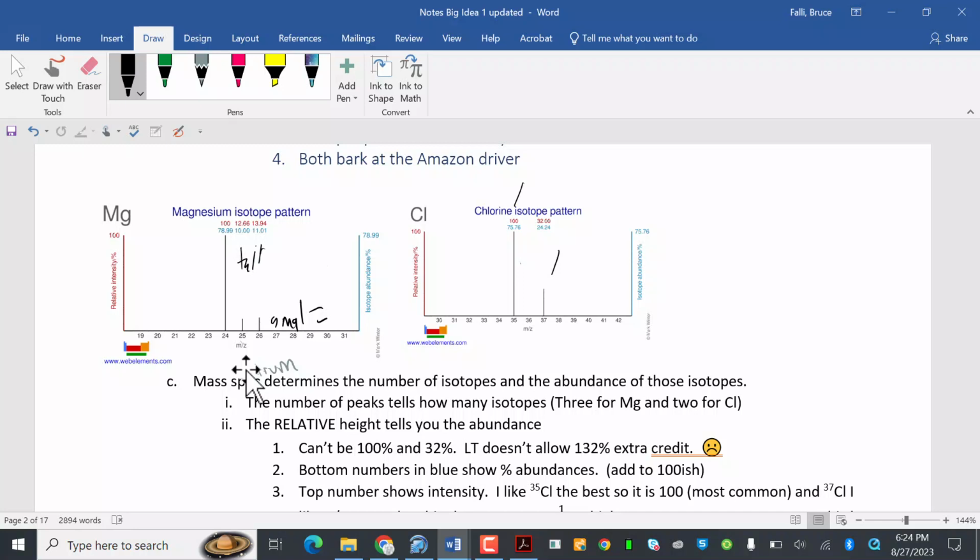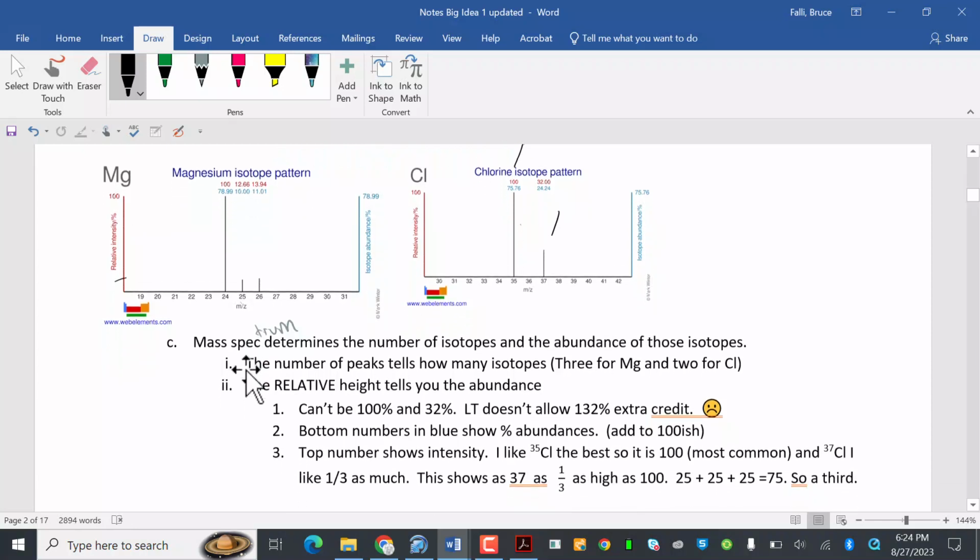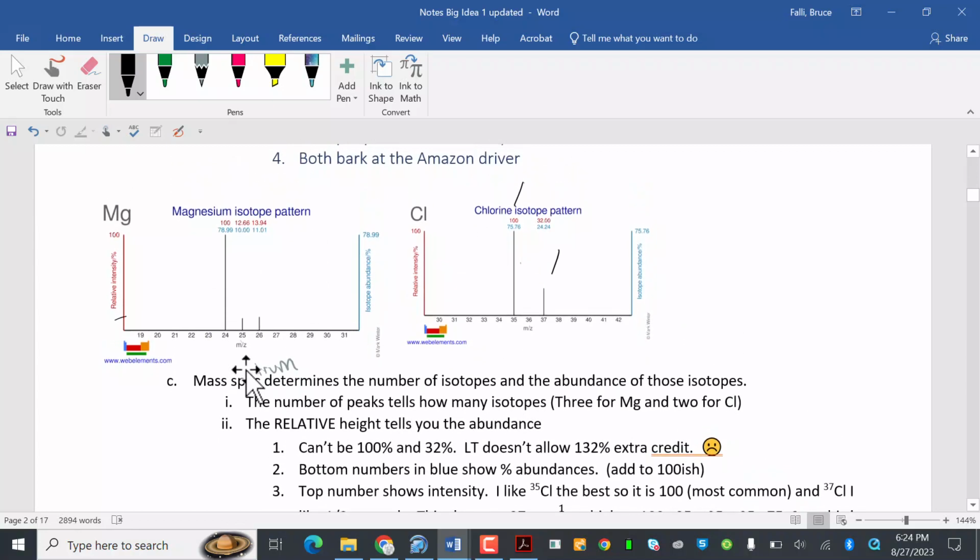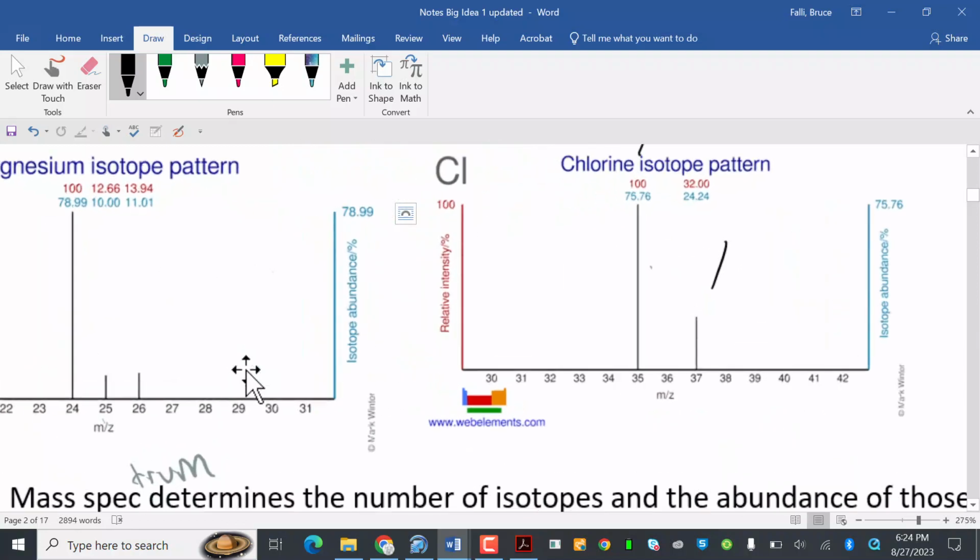So tall means there's more of it. It can't be 100, right? So this is the relative intensity. It can't be 132%. You can't have 132% of something. So the relative intensity, this is 100 and this is 10. That will tell you a different bit. The bottom numbers in blue show you the percentage abundances.